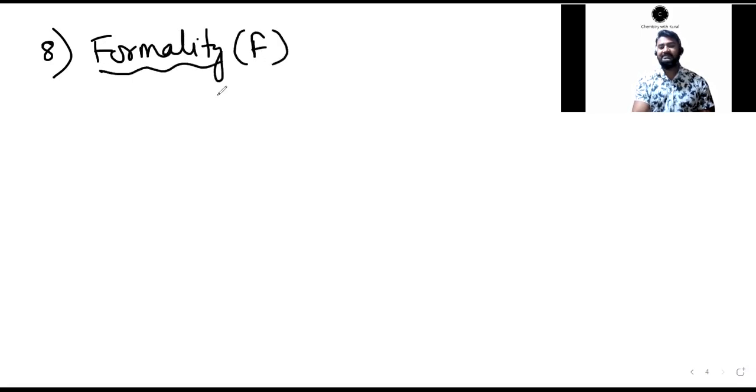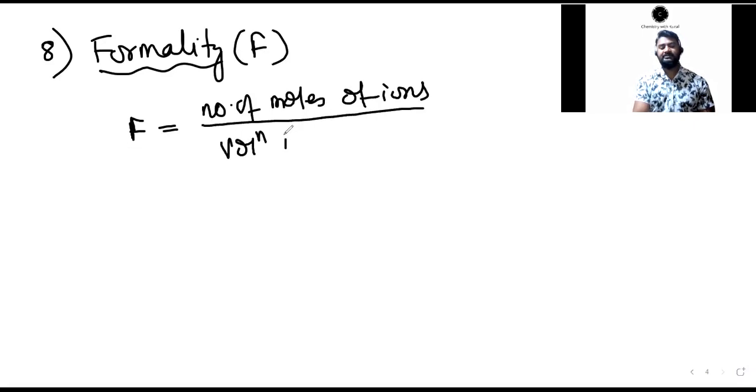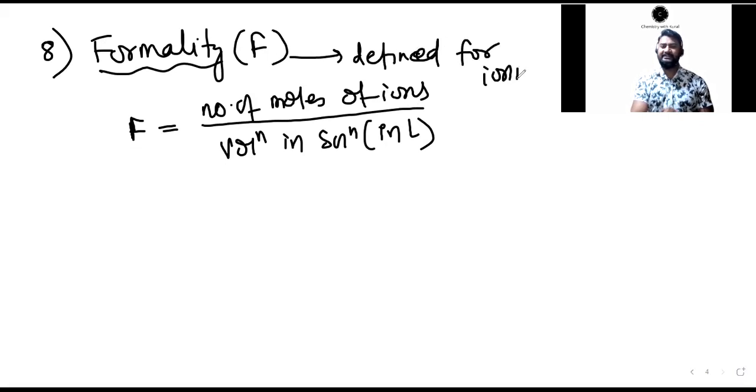For now, let's study formality and let's finish off this concentration term. What's formality? I know it sounds very funny, but yeah, formality is nothing but F, number of moles of ions divided by volume of solution in liters. See, it is same as molarity, but the only difference is that molarity is defined for any compounds, but formality is defined only for ionic compounds. That's the only difference it has, and nothing else. Simple. Okay.